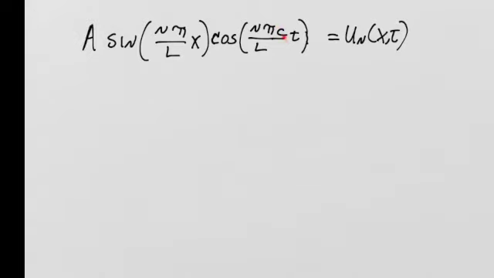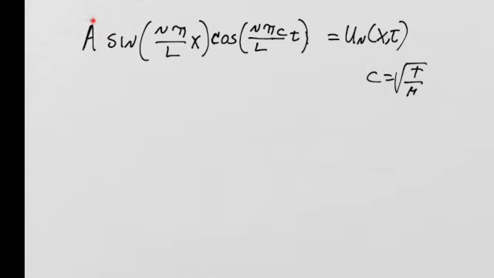I know c from the characteristics of the string. Remember, c was the square root of the tension over the mass density. I know pi. L is my scale length, which is something I know. I pick n to decide which of the infinite number of solutions I'm interested in. So the only thing left is I don't know A. The other thing that's important to understand is this is the nth solution. I pick n, and I figure out what this is, and I figure out what this is.